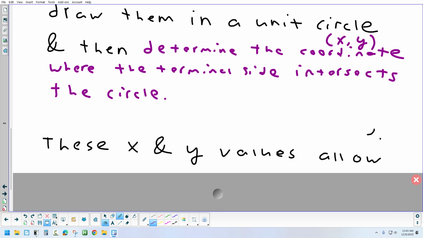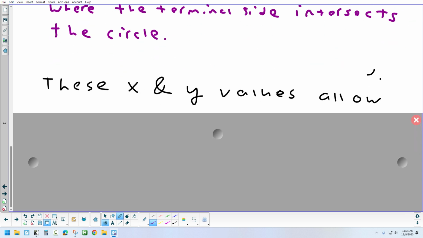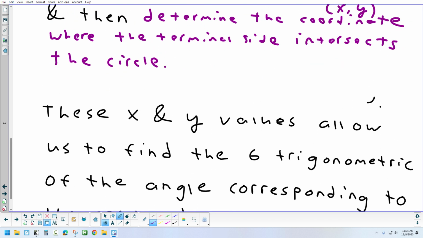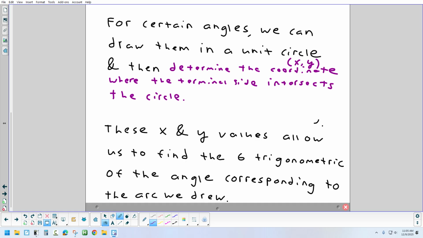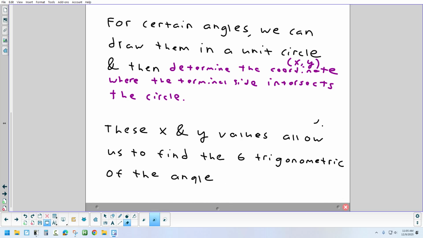Once you have the x and the y value from the coordinate, those are the two numbers that are going to be important because they will allow us to be able to find what's called the 6 trig functions of the angle that we drew. Okay, I'm going to talk about what the 6 trig functions are in a minute. So the x and the y value from the coordinate allows you to find the 6 trig functions of the angle.